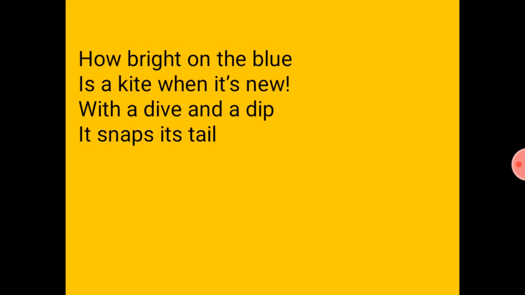So the poet says that when a kite is new, it has all the vibrant colors. It looks brighter in the clear sky. It shows different movements, like it goes up and comes down along with the wind. And sometimes some kites have tails, so it seems that the kite is snapping its tail.